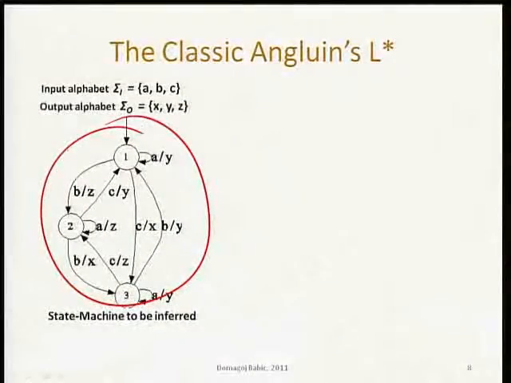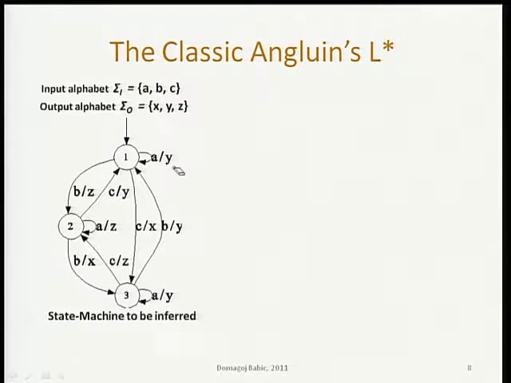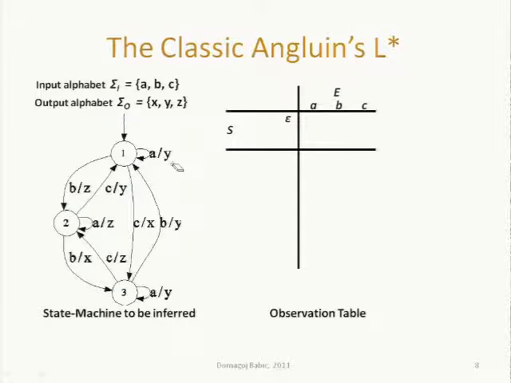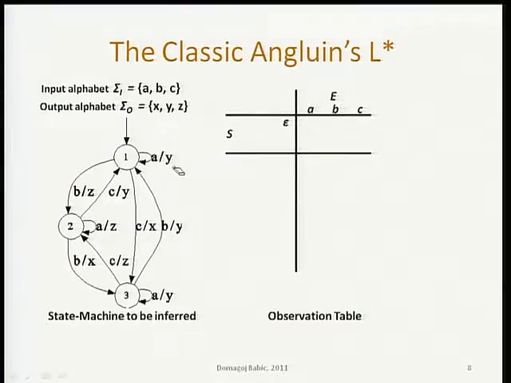So here we have a state machine that we want to infer. It's an unknown state machine, and let's assume that we know the input alphabet, sigma I, and the output alphabet of that state machine. The way L-star works is that it constructs a table, a so-called observation table, and then fills up all the rows and columns. And then when it's done, it just reads off the states and transitions from the table.